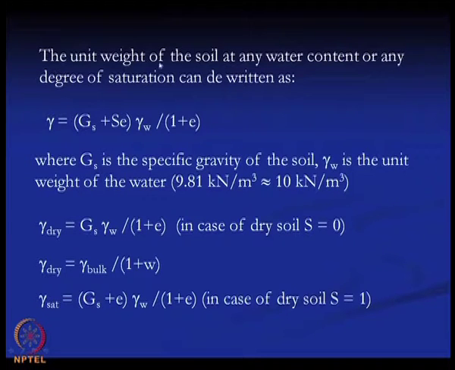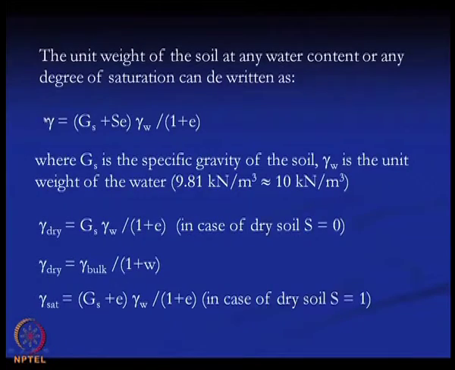Now, the unit weight of soil at any water content or any degree of saturation can be written as, because as I have mentioned, soil can be in different stages. It can be in the completely dry stage, it can be in the completely saturated stage, or it can be in some normal stage where it is partially saturated, it is not completely saturated. So, at different conditions how we will determine the unit weight of the soil.